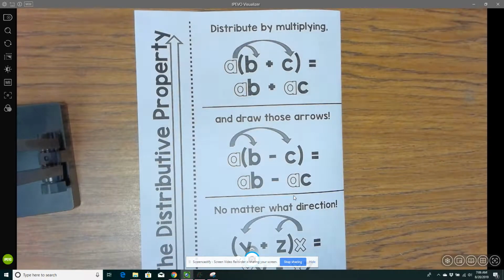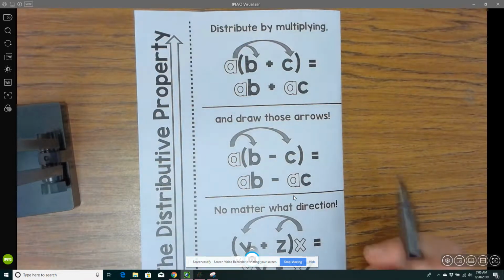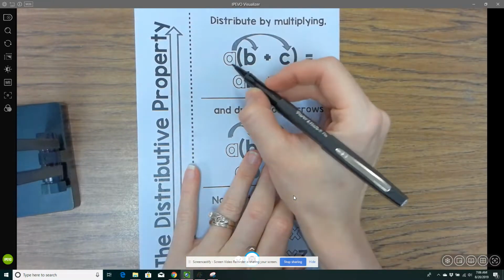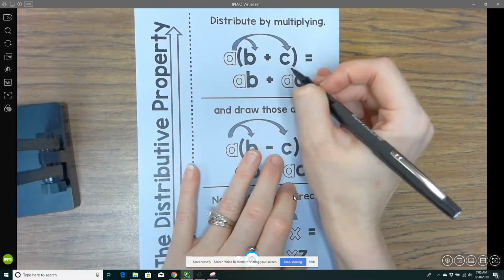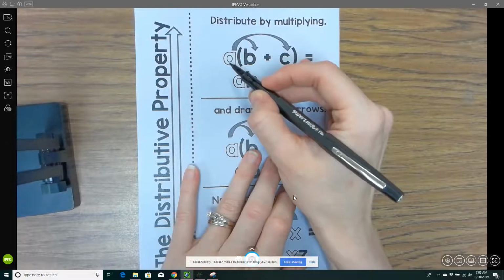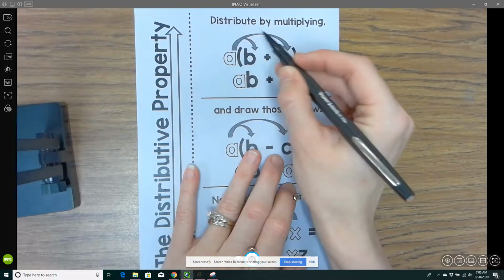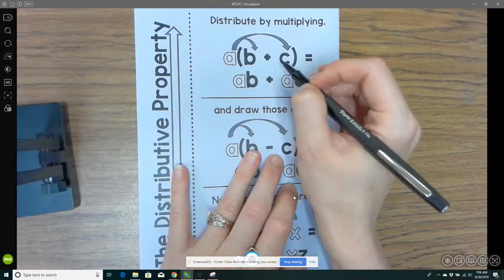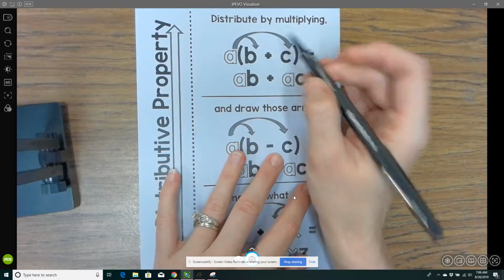This video is for the distributive property. So when we distribute, we're talking about we've got a number outside a set of parentheses. And what we do is we take that number and we multiply it by everything that is inside the parentheses. And we draw these arrows to kind of help us remind what we need to multiply by.